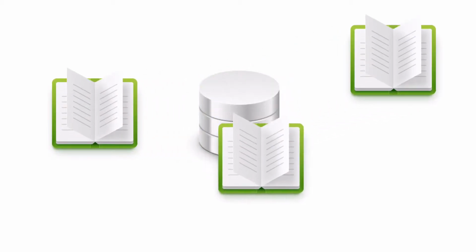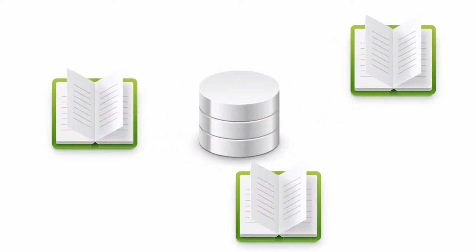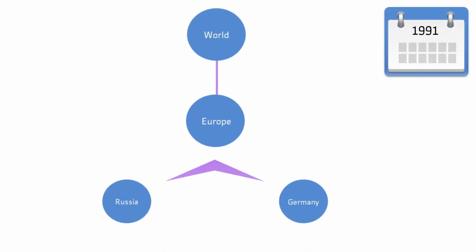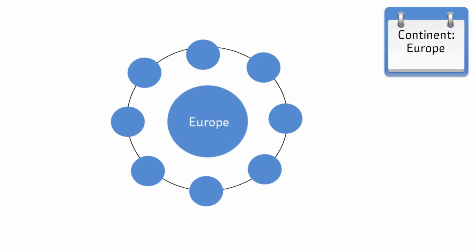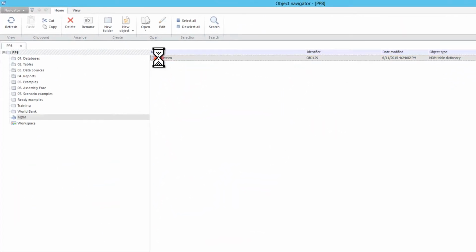Prognoz Platform Master Data Management describes the structure of dictionaries and classifiers at the unified database level. It supports hierarchical, versioned, and parameterized dictionaries. Look at the countries dictionary, for example.